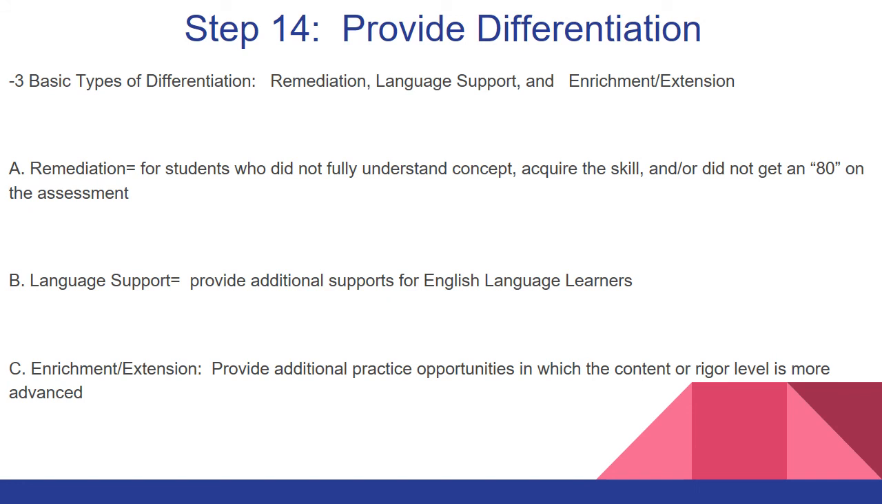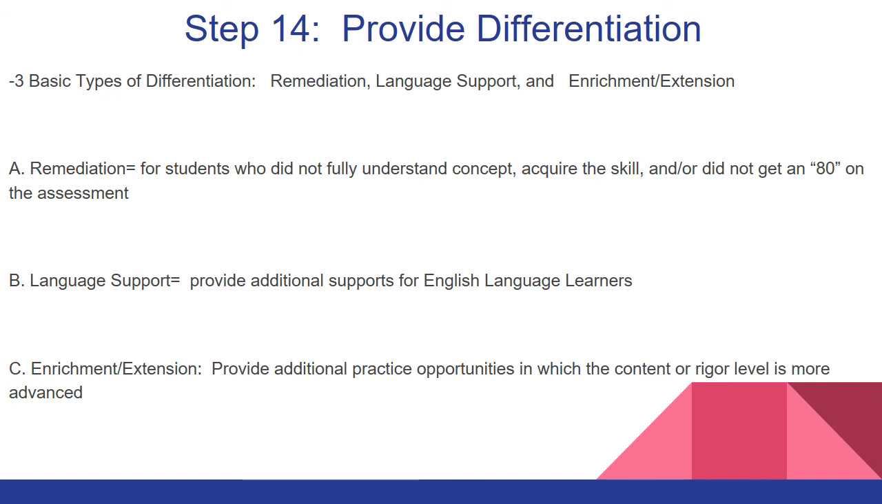The second part of differentiation could be providing language support. So this could be for your English language learners that overall are understanding the content, but they just still need to develop their academic language skills. So this could be reviewing academic vocabulary. It could be going over grammar or editing their writing or speaking or their projects that they created to demonstrate their knowledge. It could be expanding on their reading fluency or their reading comprehension skills by reading a text about the given content.